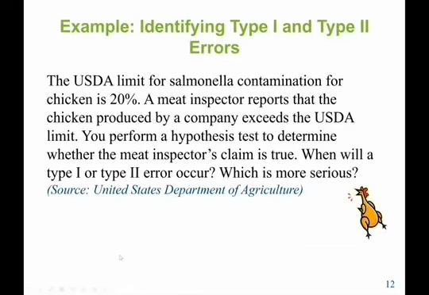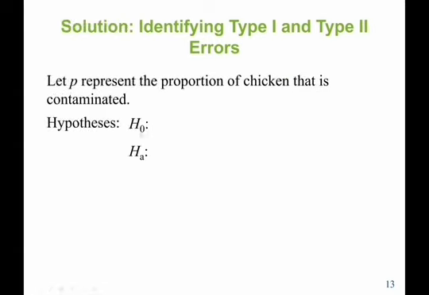So let's see an example. The USDA limit for salmonella contamination for chicken is 20%. A meat inspector reports that the chicken produced by a company exceeds the USDA limit. You perform hypothesis testing to determine whether the meat inspector's claim is true. When will a type 1 or type 2 error occur, and which is more serious?